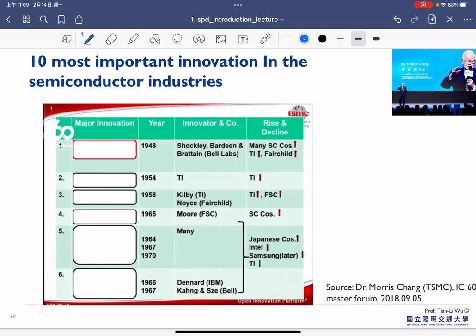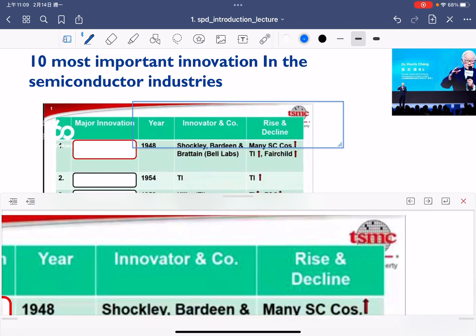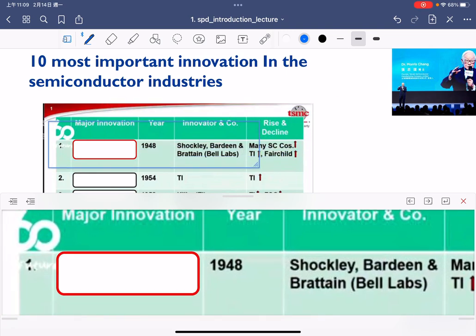And here is a review of what happened in the past 60 years, and what the most important innovations in the semiconductor industry were. This slide is provided by Dr. Morris Chang, who gave a talk earlier about what he thinks are the most important innovations. So it's good to see this history from his point of view. The first most important innovation is for sure, in 1948, the transistor.